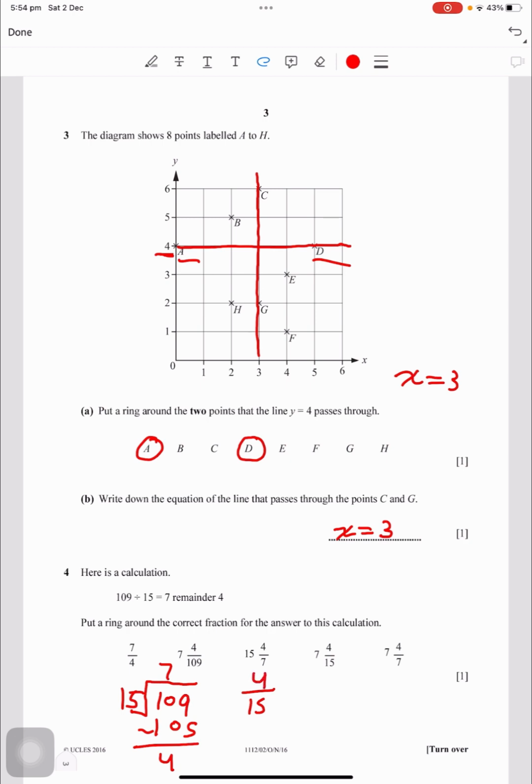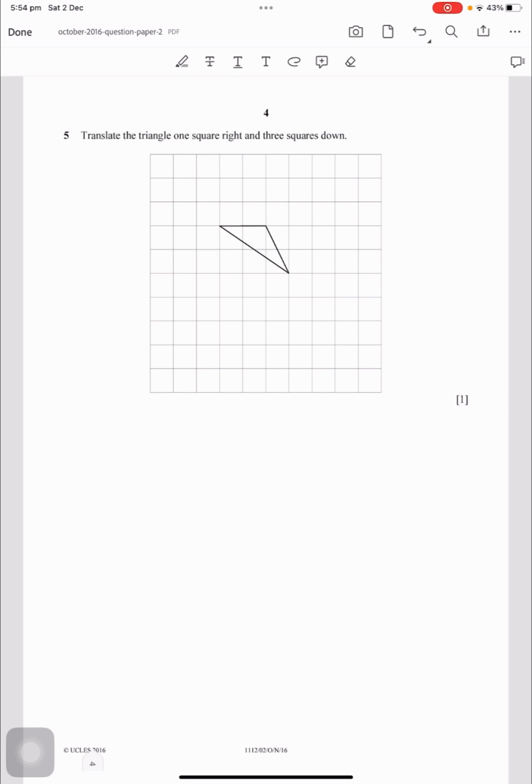4 will go up here, and 7 will be over here. So, as you can see, that answer is right here, so we'll circle it. Okay, next. Let me flip the page. Here we go. Question number 5.